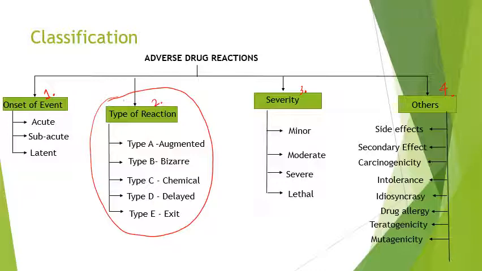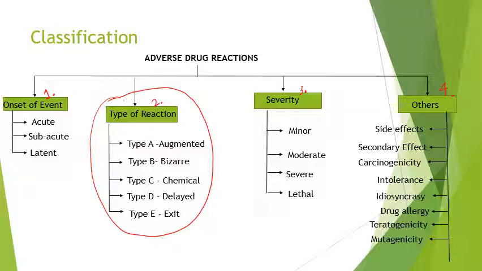Now intolerance. Intolerance has an appearance of characteristic toxic effect of a drug in an individual at therapeutic doses. Example, chloroquine may cause vomiting and abdominal pain in some individuals.